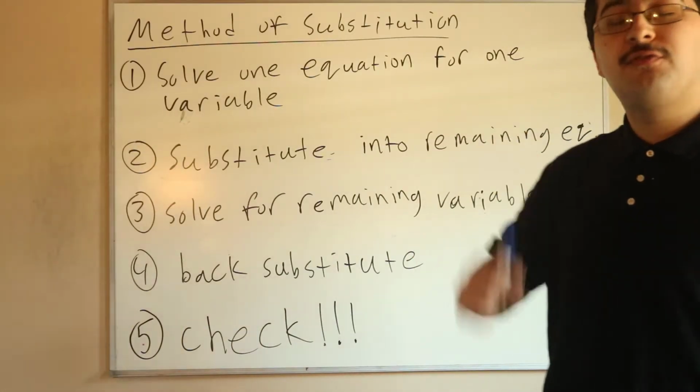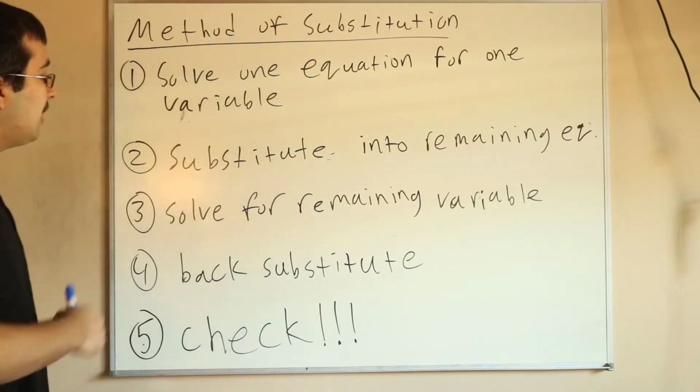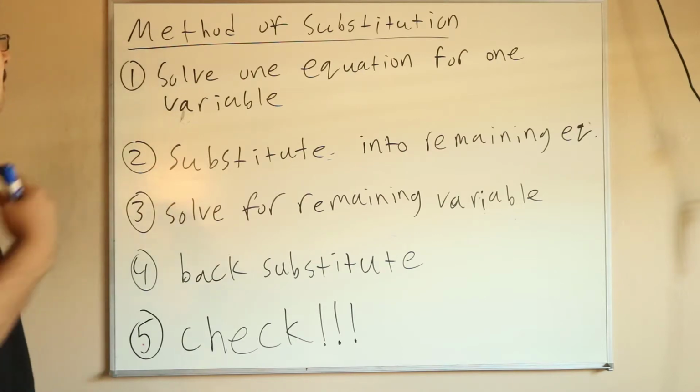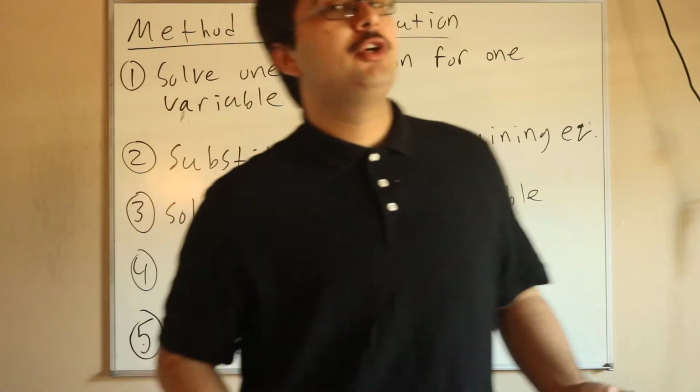Okay, so here's our first method for the day, that being the method of substitution. All right? Here's the general outline of the method. It comes out to be roughly a 5-step process. So step number 1 for method of substitution is, in your system, you're going to take one of your equations.